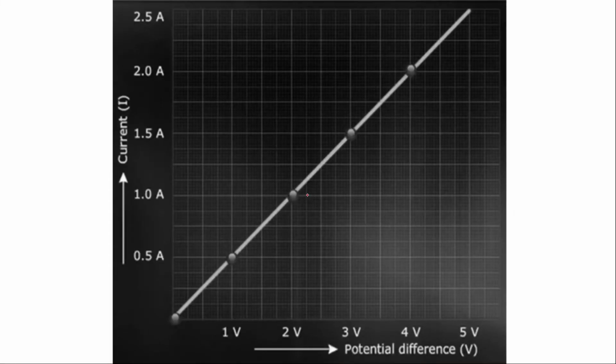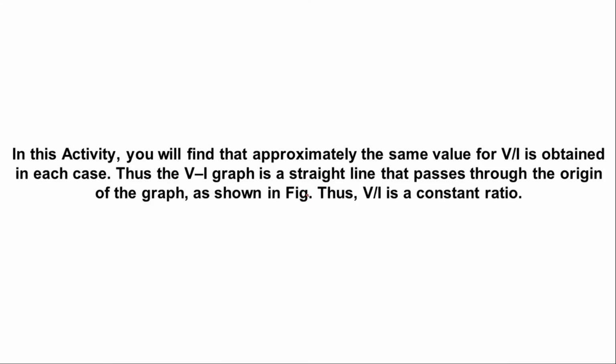After plotting a graph from the points obtained from the activity, we can find a straight line from the origin. In this activity you will find that approximately the same value of V versus I is obtained in each case. Thus the V versus I graph is a straight line that passes through the origin of the graph, as shown in the figure.